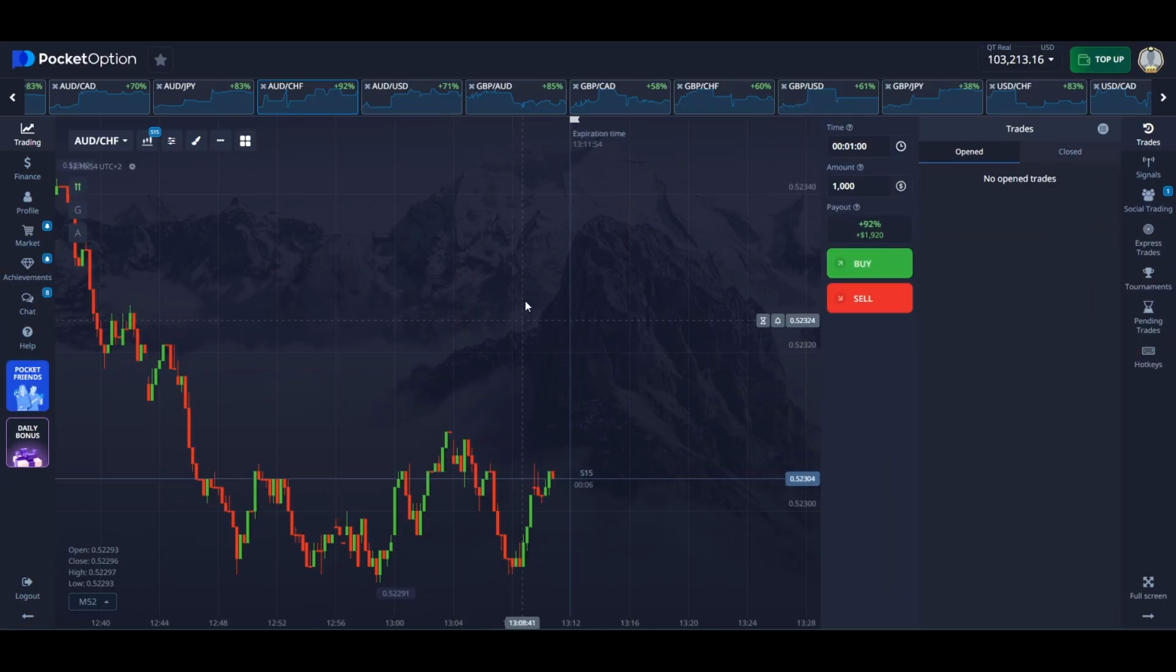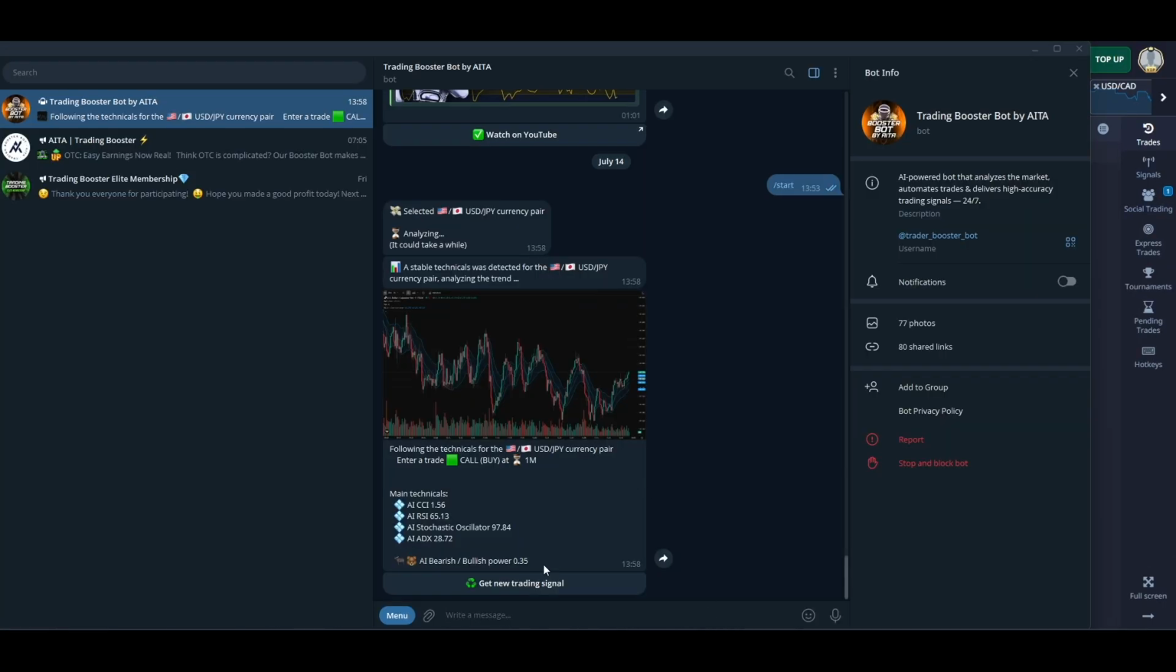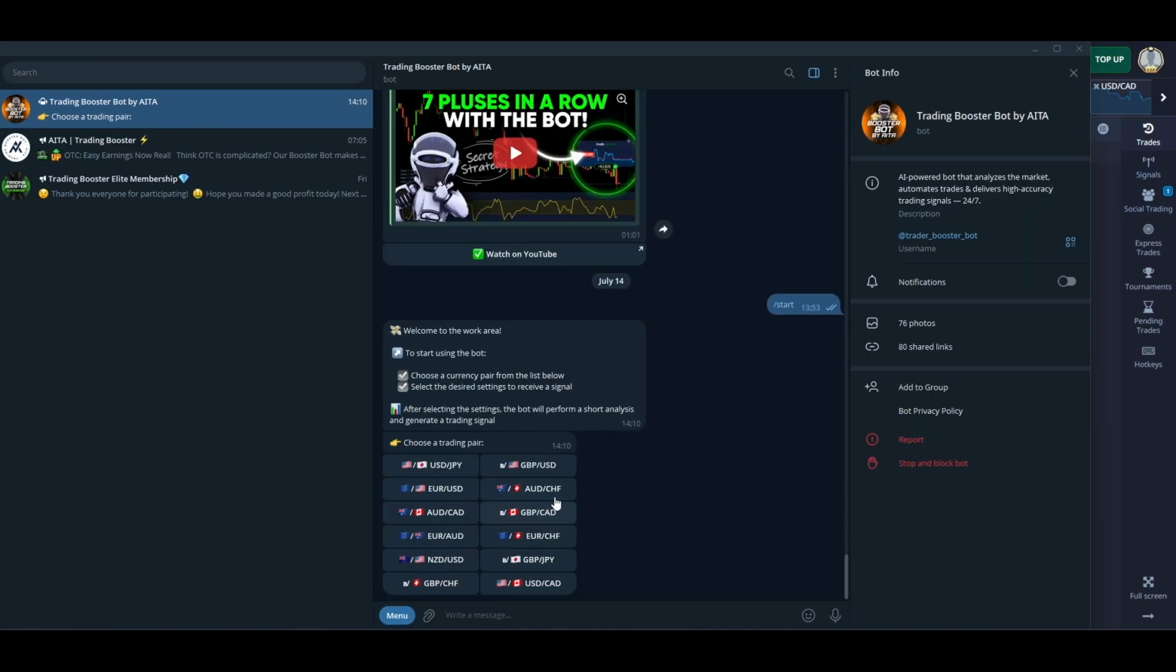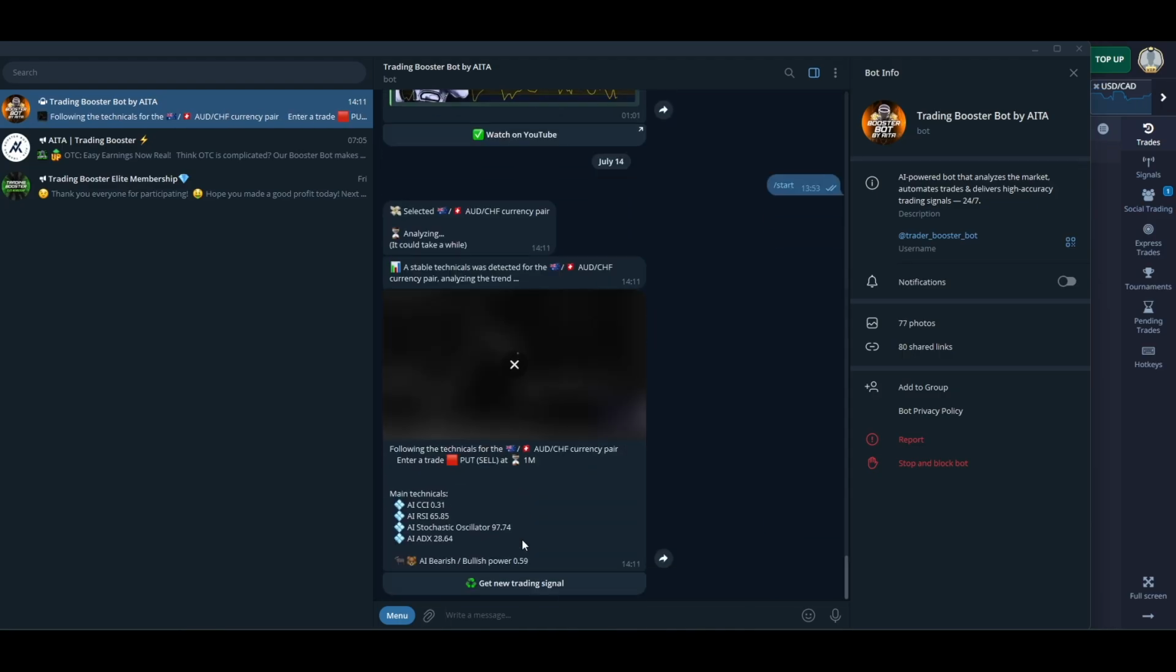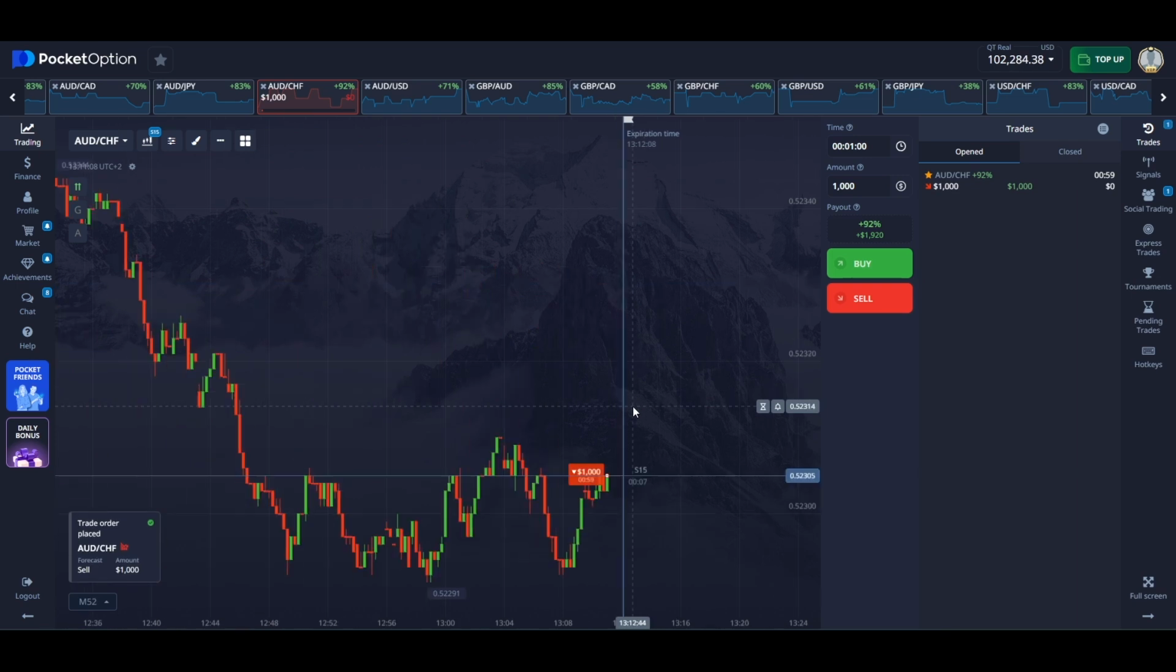For example, now I'm choosing the currency pair Australian dollar and Swiss franc. I go to BoosterBot, select this currency pair, and set the trade time to 1 minute. Now let's see how BoosterBot analyzes. I get a sell signal. I open a sell trade right from here.